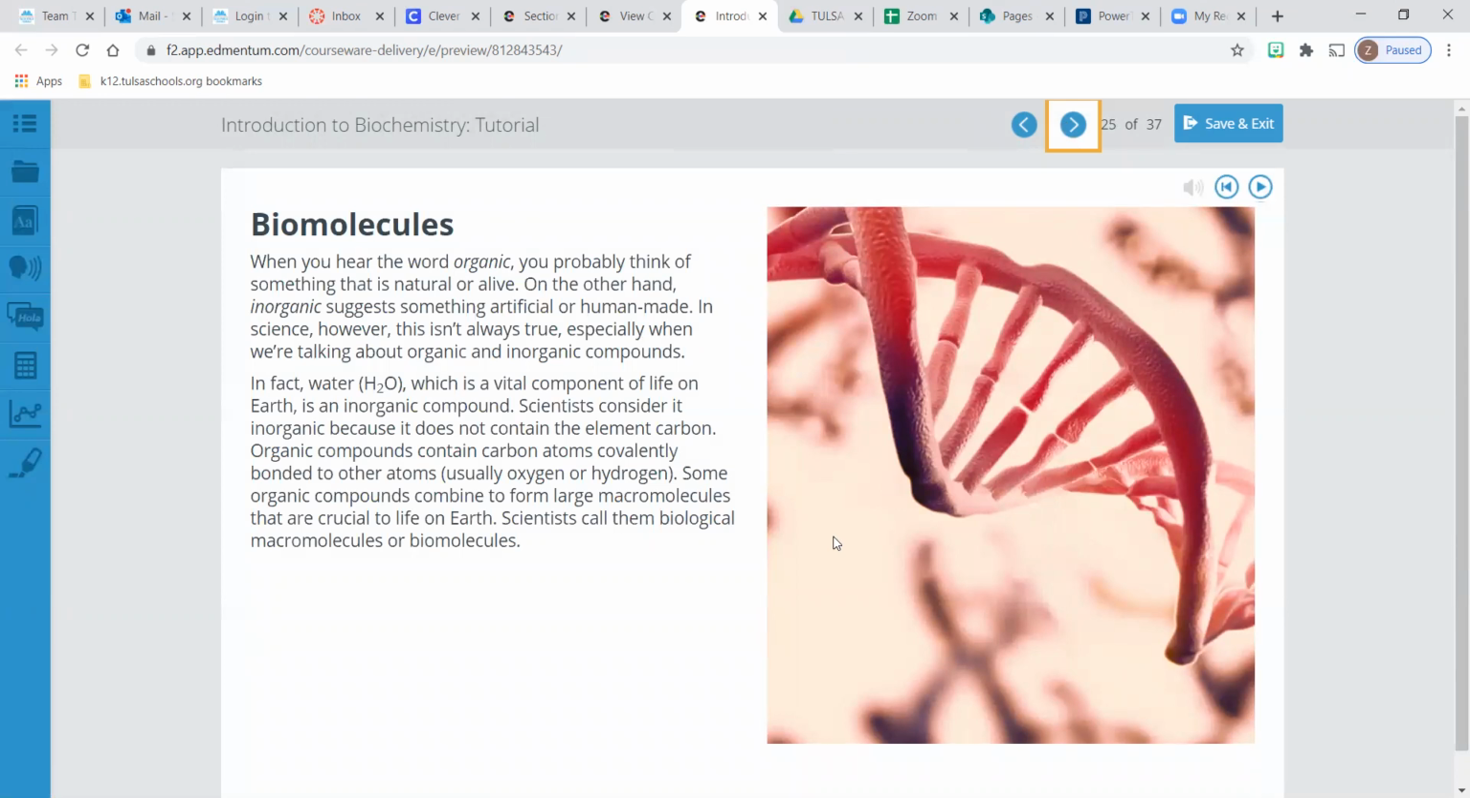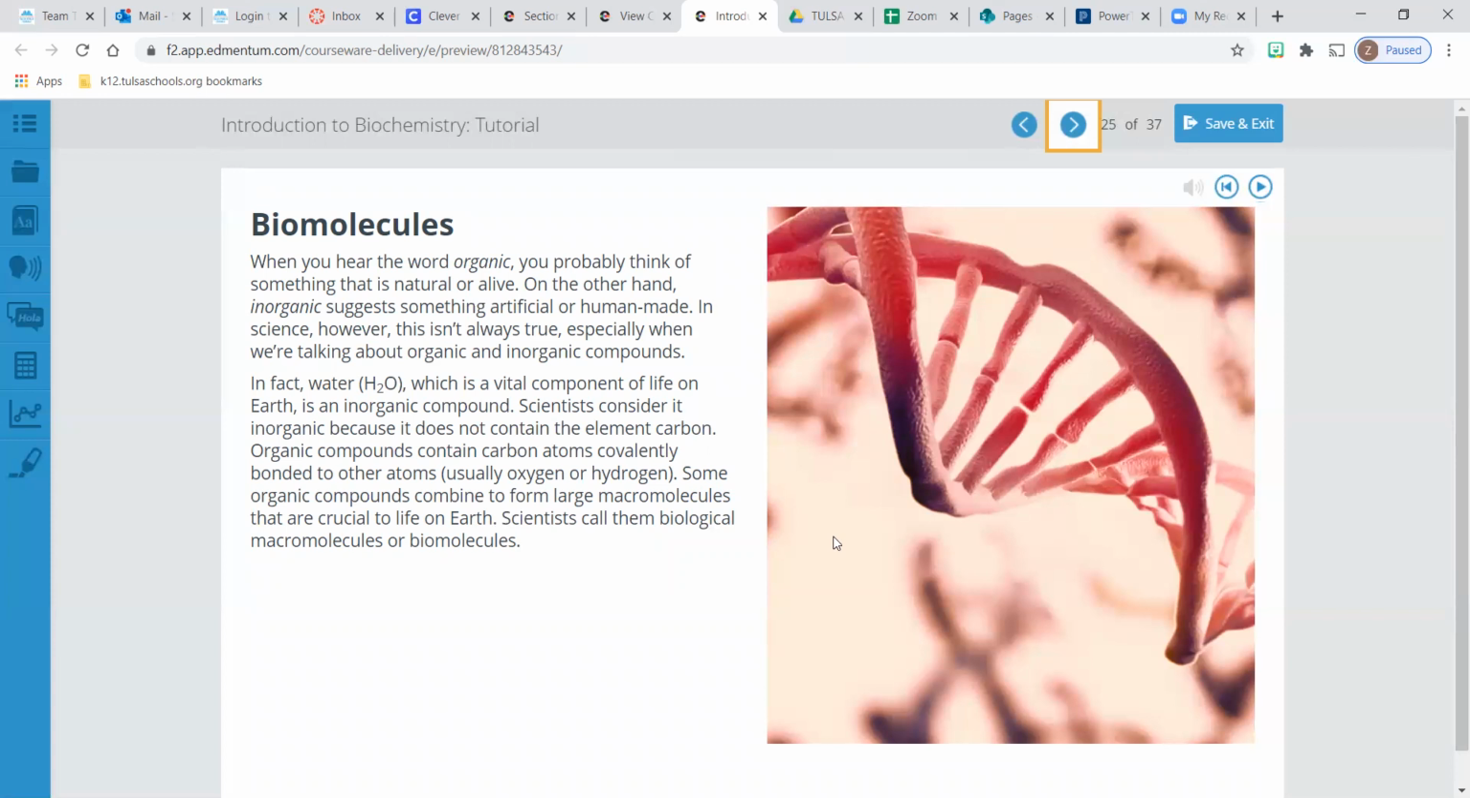Organic typically makes people think of things that are alive, natural, right? Or you see organic products in stores. They want you to think of it as natural, naturally occurring. Inorganic suggests something a little more artificial, human-made, but not necessarily in science. Especially when we're talking about compounds that can be organic or inorganic.